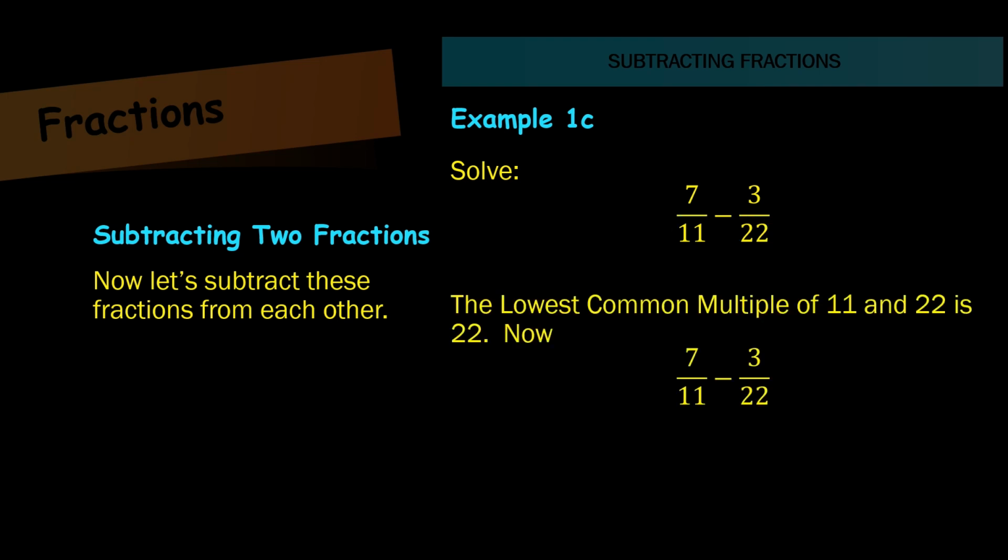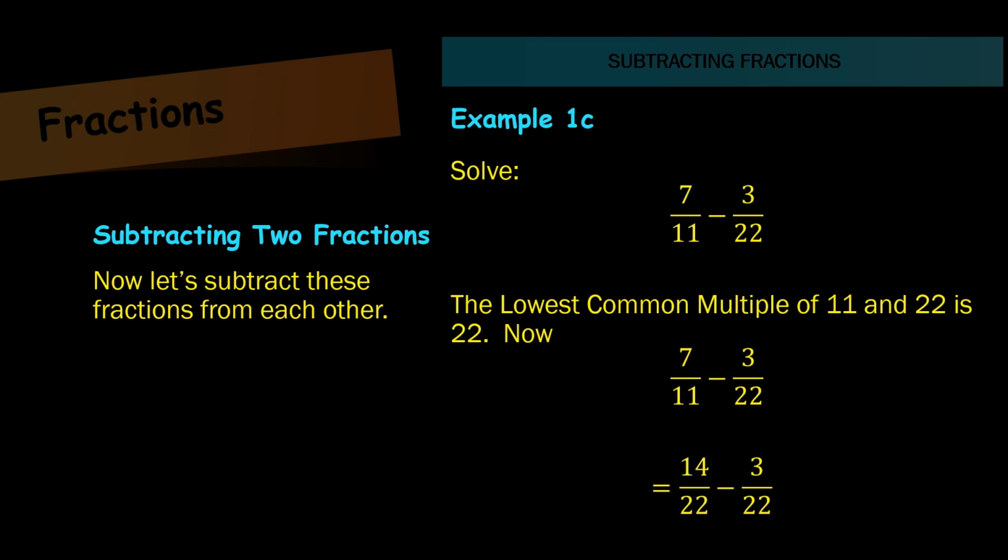The denominators are 11 and 22, and the common multiple, or the lowest common multiple, of 11 and 22 is 22. Multiply the numerator and denominator of 7 out of 11 by the same number 2 to give 14 out of 22. We can leave the fraction 3 out of 22 as it is because the denominator is already 22.